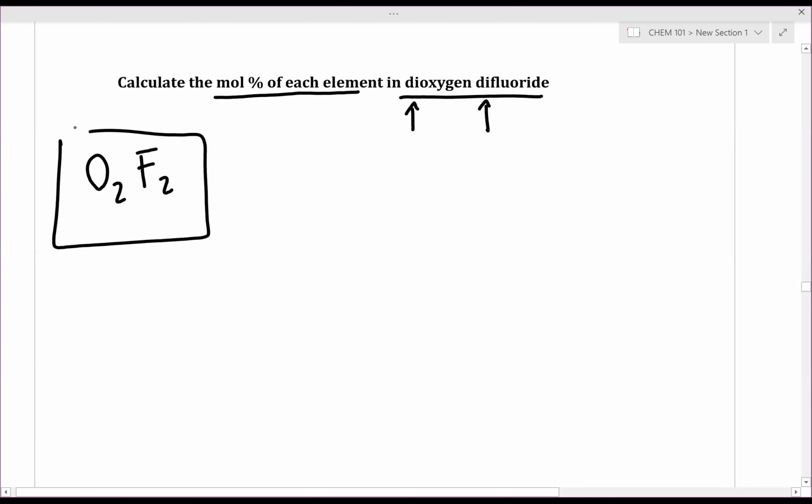Ionic or covalent? Covalent. You see these di prefixes? That's signifying we are dealing with a covalent compound. So dioxygen, what does the di prefix signify? 2. So this is O2 for oxygen. And then how many fluorines do we have? 2. Okay, perfect. So from this information, what I want you to do is to calculate the mole percent, and then as well, I want you to calculate the mass percent of each element.